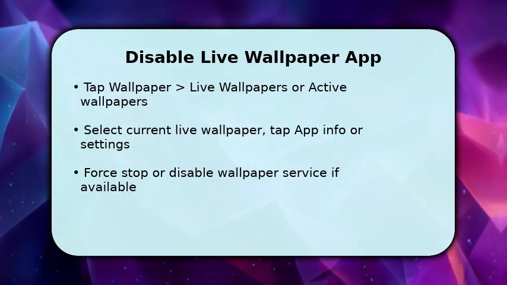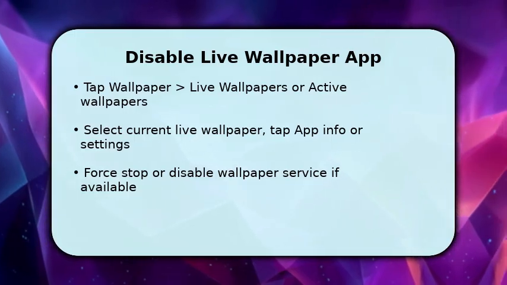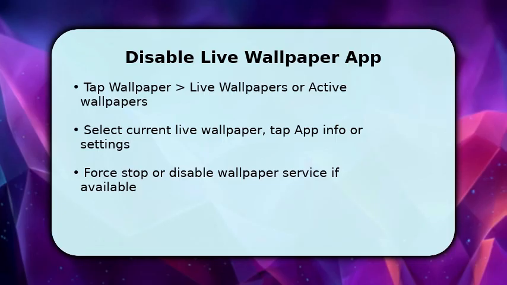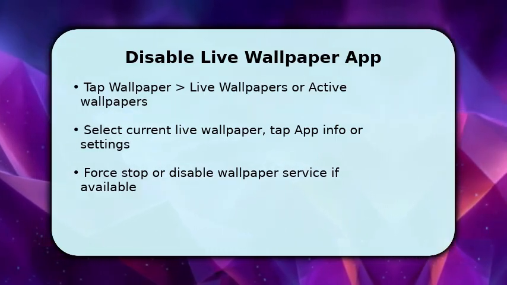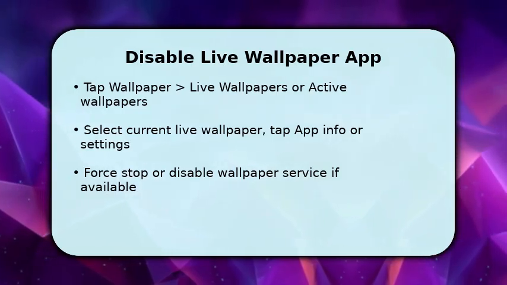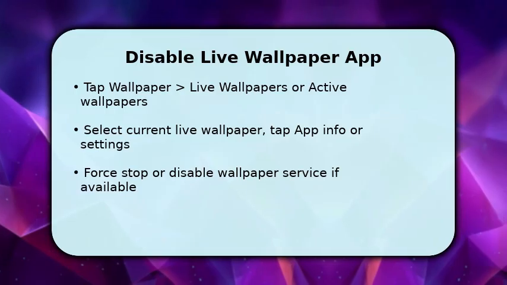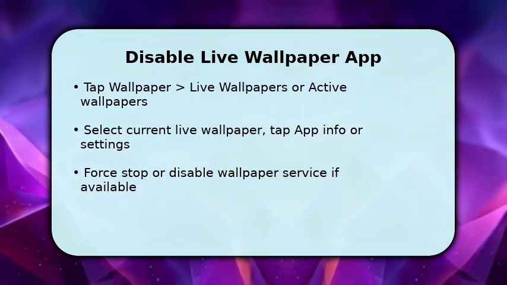Tap the three dots or App Info link to open its details. From App Info, choose Force Stop First to immediately halt animations, then tap Disable if the option exists so it won't restart. If Disable is grayed out, clear defaults and storage for that wallpaper app, then return and set a static wallpaper. Doing this prevents battery drain and stops CPU usage.